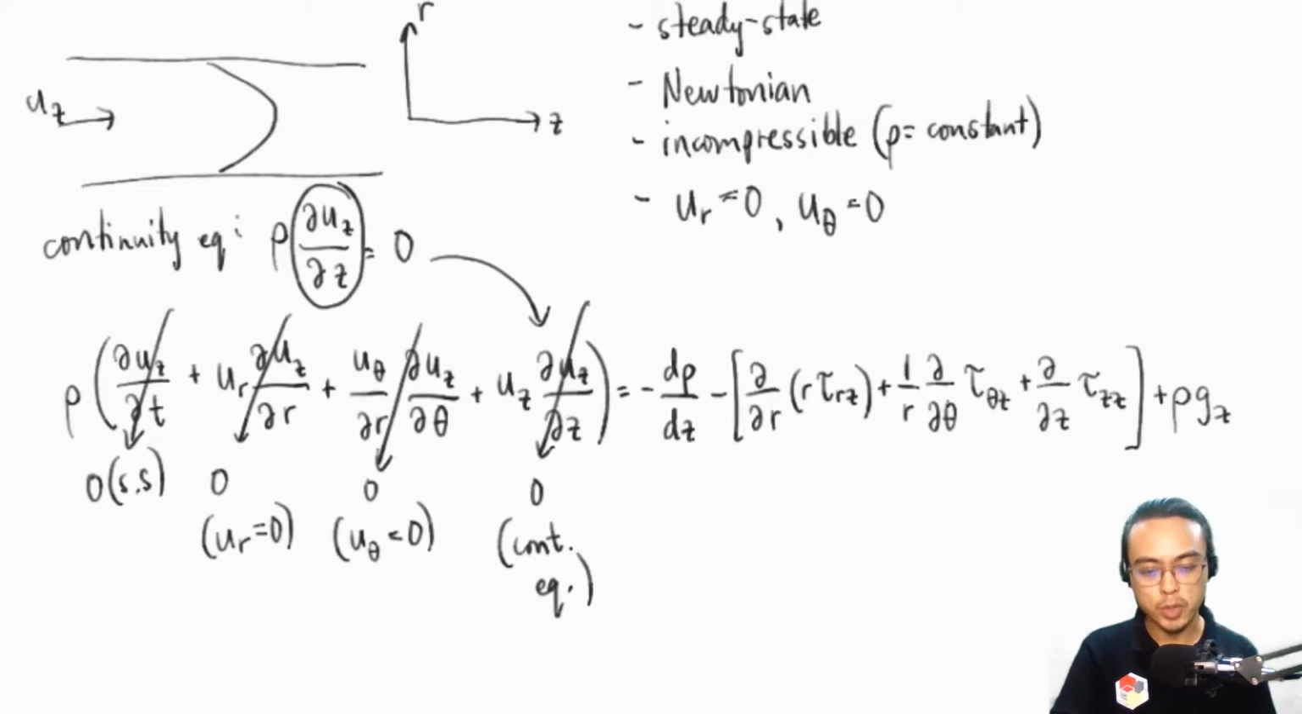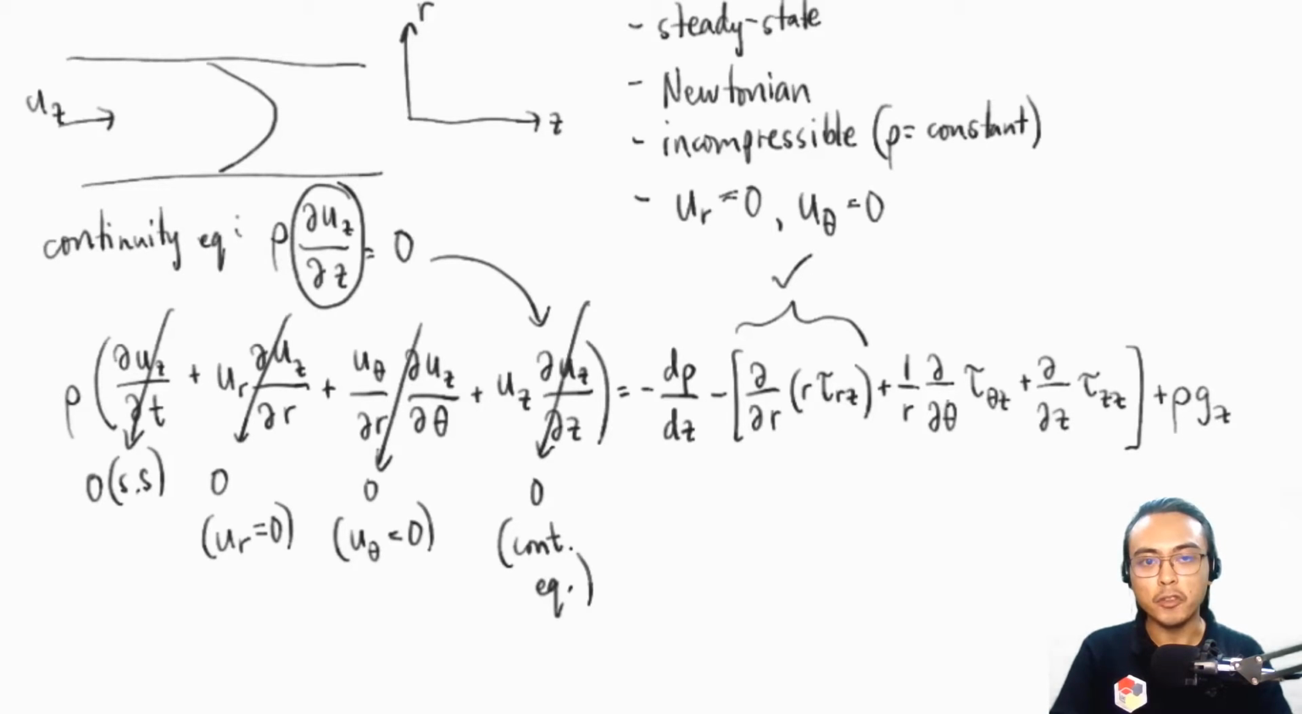Let's take a look at the next terms. We have here the partial derivative with respect to r of radius multiplied by the shear stress acting on the z direction varying on the r direction. This is the term that we need because in our case here, the velocity is through the z direction, and based on the velocity profile, the velocity will vary on the r direction. So if the velocity is along the z direction and varies along the r direction, the shear stress must also be the same. It should act along the z direction and vary along the r direction. So we are retaining this term.